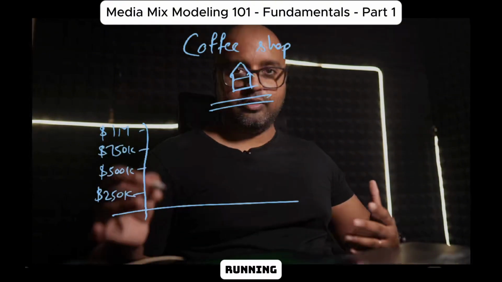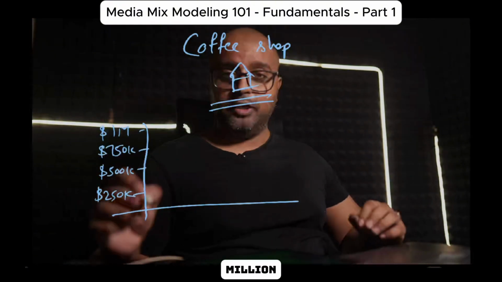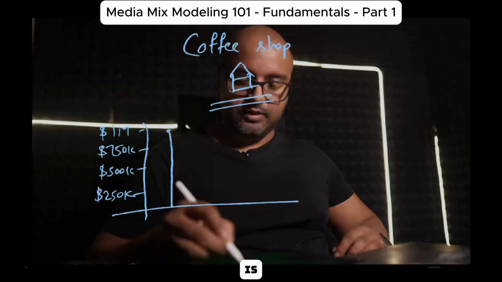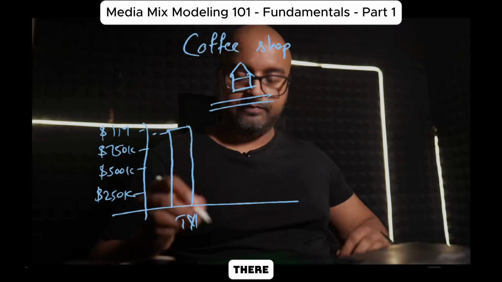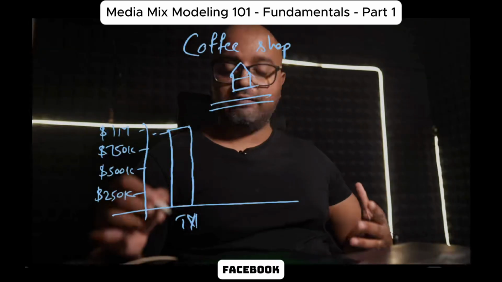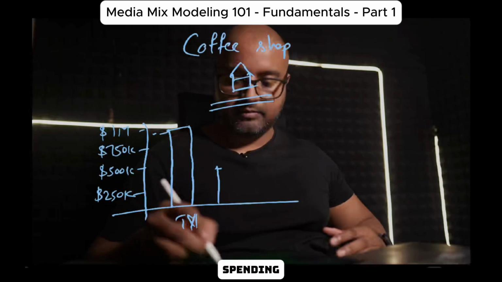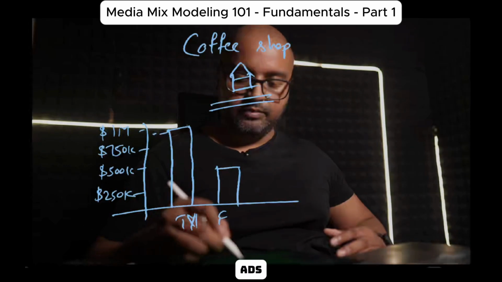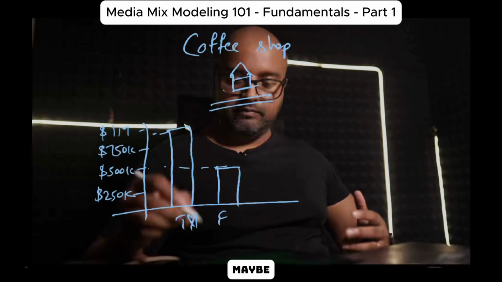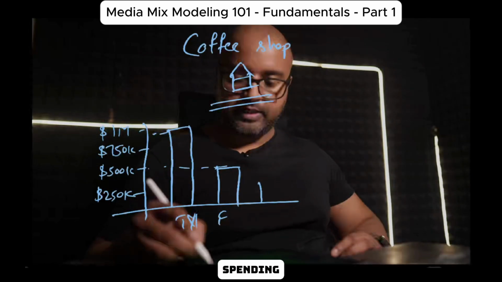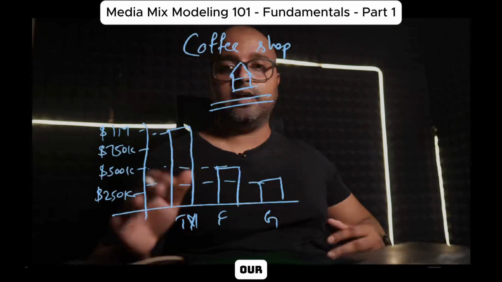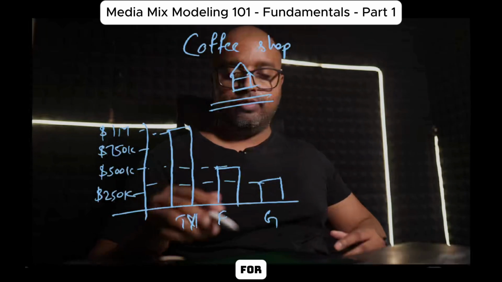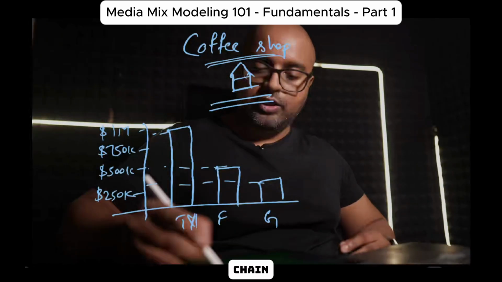Let's imagine we are running TV ads and we are spending $1 million on it. So this is my TV ad, right? I'm spending $1 million on this. And then let's imagine we also have Facebook ads, which we are spending 500K on. So this is Facebook ads, 500K. And then maybe there's Google as well, where we are spending 300K, right? So this is what we're doing, and this is how we have split our budget. This is what we are spending for marketing our coffee shops as a chain.